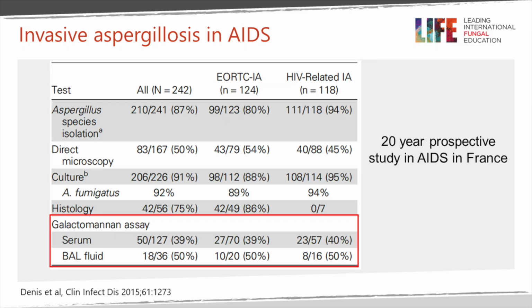In AIDS patients, not a lot of work. It's not a disease that we recognise that much in AIDS patients, though it does exist, and we can see here the levels of specificity and sensitivity, or positivity, for serum and for BAL.